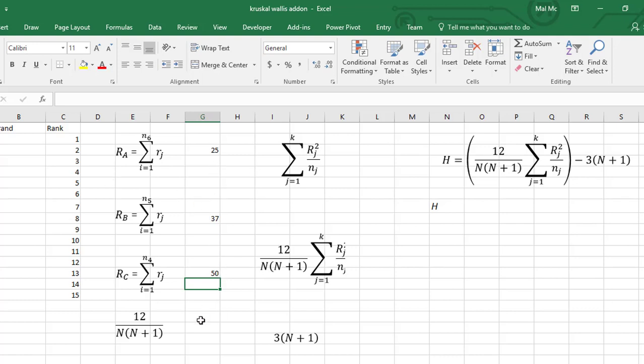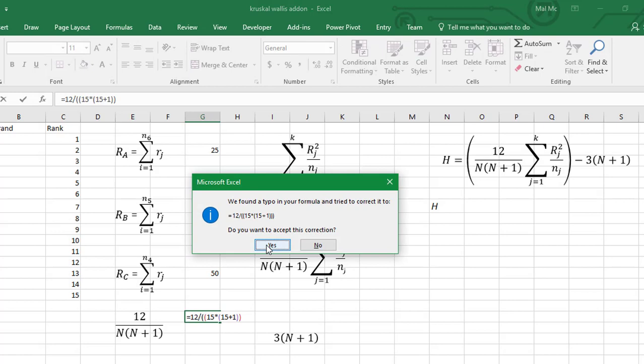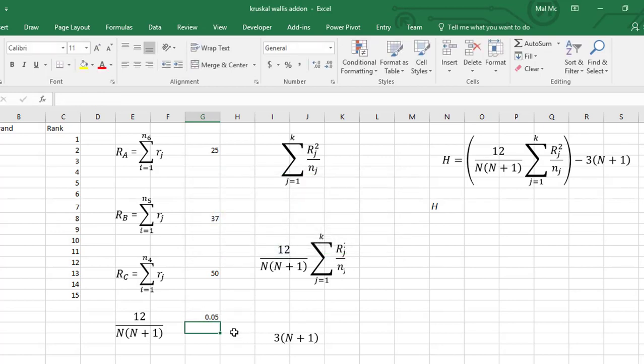Now let's calculate this 12 over n times n plus 1, and that's just equal to 12 divided by... n is 15 in this case, and we have 15 plus 1, which is 16, and we should have a division sign right here. Good. So there we have it, 0.05.